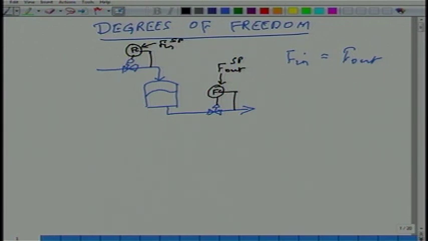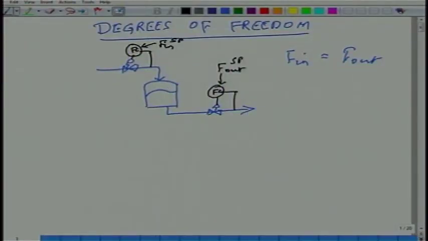Okay. So this is guaranteed to fail in the sense that either inflow is more than outflow no matter how small the difference, or outflow is more than inflow no matter how small the difference. So what that means is the tank level, which is the inventory of the liquid contained in the tank, is either going up or going down depending on the mismatch. Okay. So this is not acceptable.